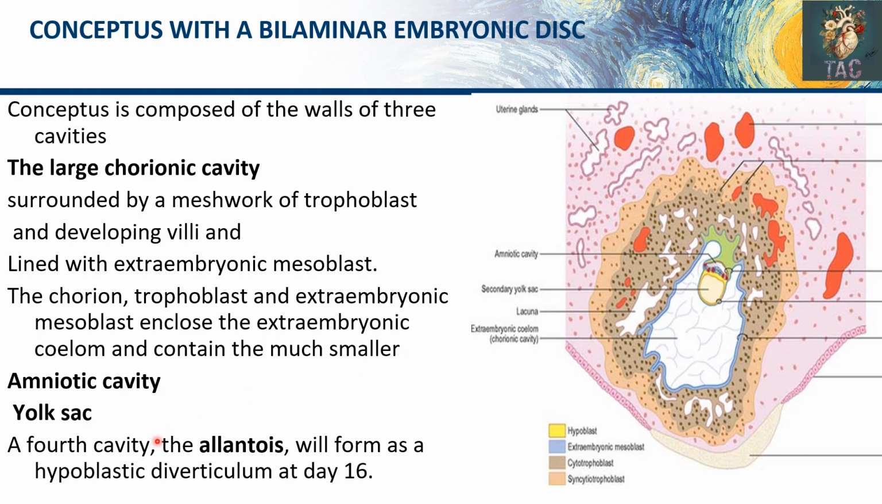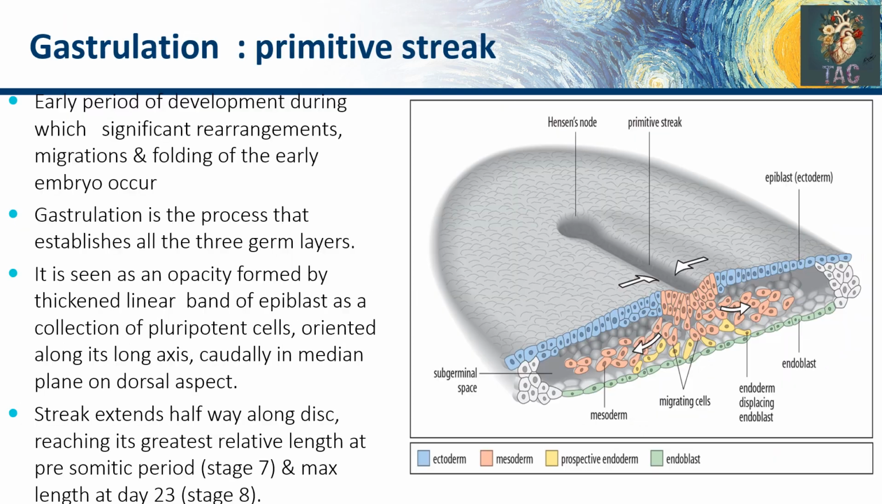Another, fourth cavity, the allantois, will form as a hypoblastic diverticulum at day 16, and you should remember this, as it is also an MCQ. Also a little bit of revision about the syncytiotrophoblast and cytotrophoblast. This is the lacunar stage, in which lacunae are forming in the syncytiotrophoblast, and primary villi are formed by the cytotrophoblast, covered by the syncytiotrophoblast.